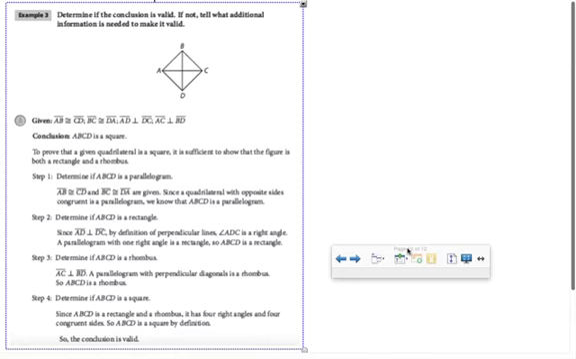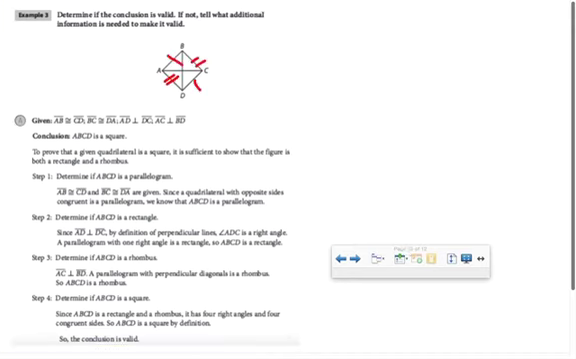So now we're determining if the conclusion is valid. And in this example, they're talking us through the whole thing, so let me just talk you through it. We are given that AB is congruent to CD, BC is congruent to DA. So I know that this is a parallelogram. I also know that AD is perpendicular to DC, and AC is perpendicular to BD.